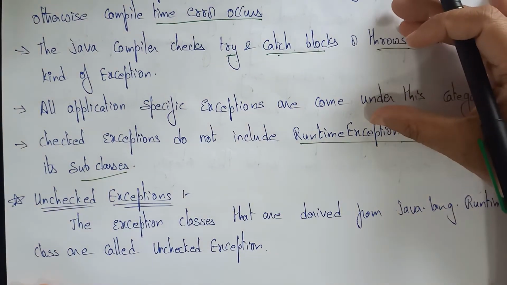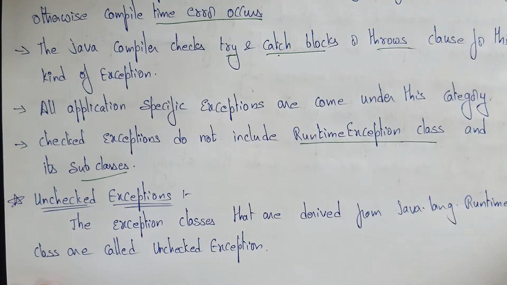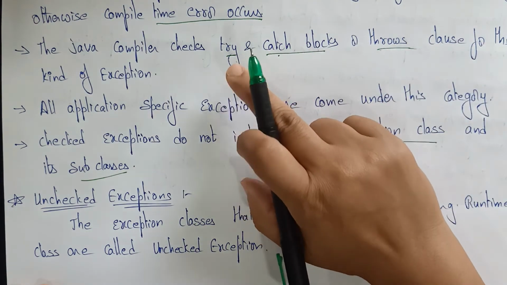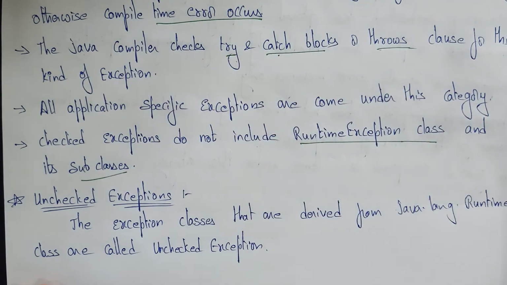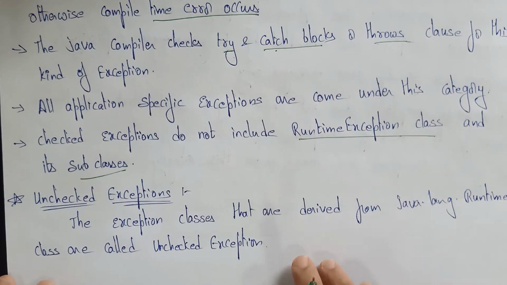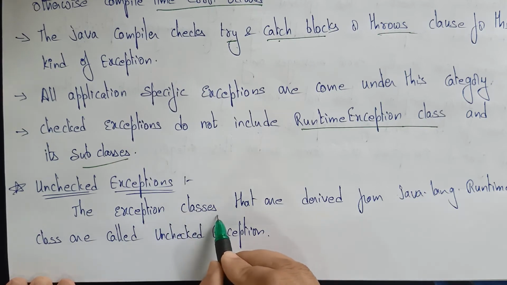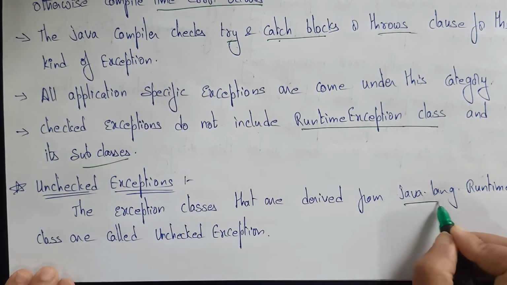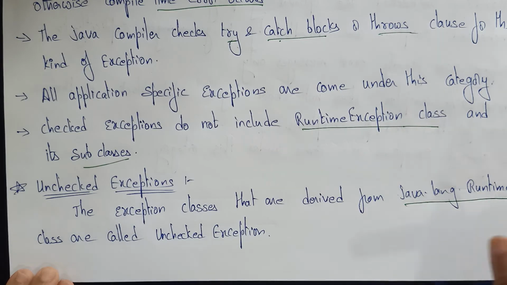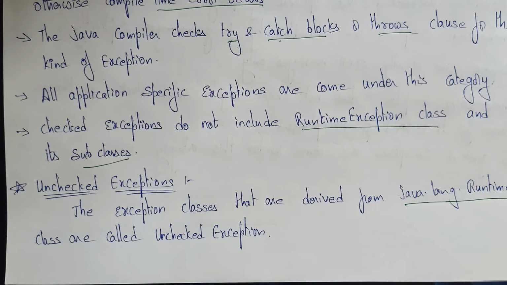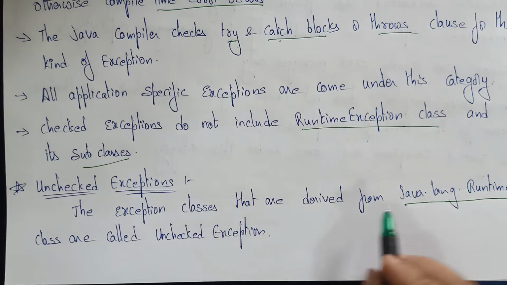Checked exceptions must be handled by the programmer explicitly, otherwise a compile time error occurs. How are you going to handle these kinds of exceptions? The Java compiler checks whether you have inserted the try and catch blocks, otherwise a compile time error will occur. Now unchecked exception. The exception classes that are derived from java.lang.RuntimeException. Previously what you had seen, java.lang.Exception, whatever exceptions are under the Exception class, those are all checked exceptions. Unchecked exception means runtime.